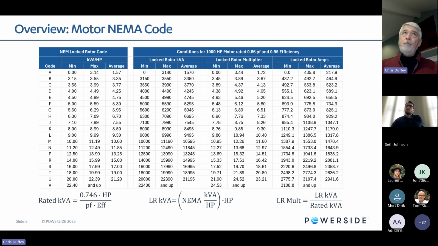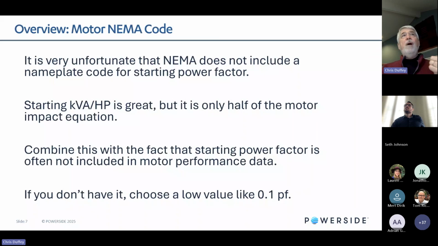Now, for starting points, it's very clear. We can get the NEMA code off of the motor, and from that code, we can extract what the motor starting conditions will be in terms of the starting current. But the one thing that we're missing from this is the starting power factor, and that's kind of unfortunate, that the NEMA code doesn't include a nameplate code for something like starting power factor.